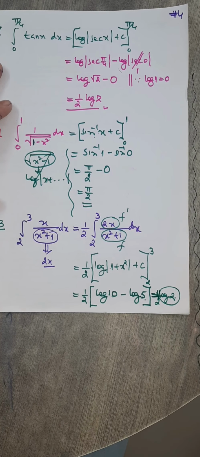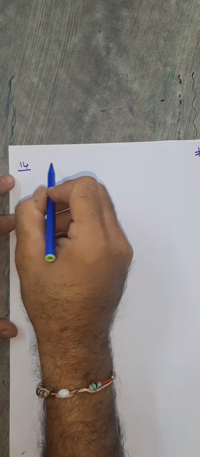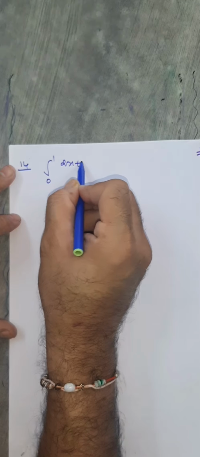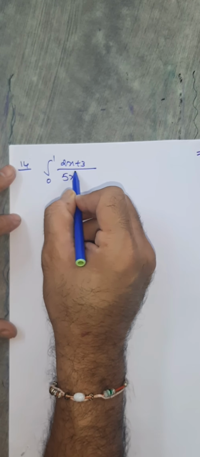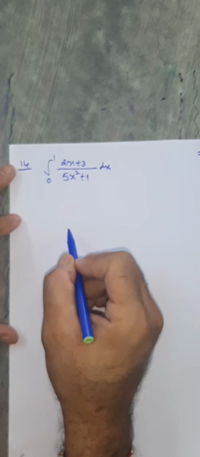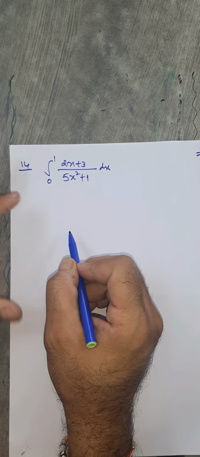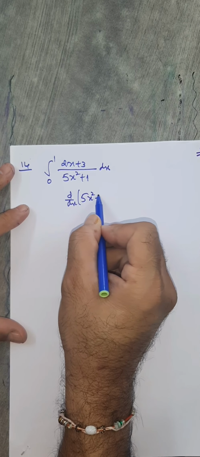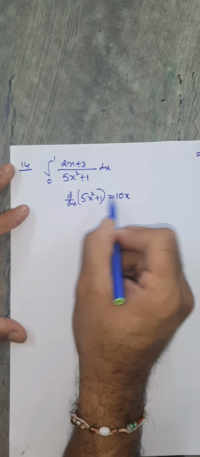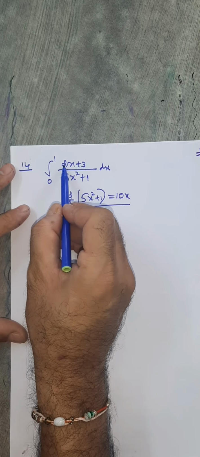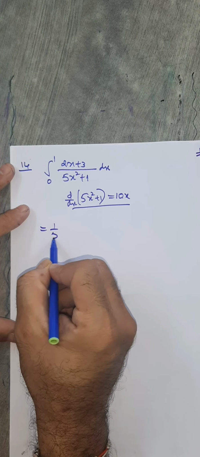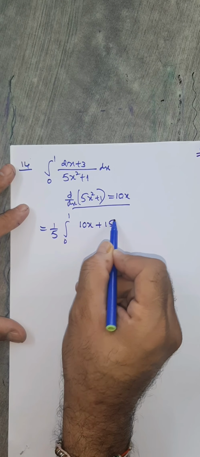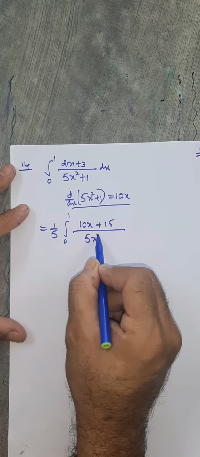Question number 14 here. Integral 0 to 1 of 2x plus 3 upon 5x square plus 1. Which standard form is this? Again linear upon quadratic. So we set the derivative of the denominator function. What is the derivative of 5x square plus 1? It is 10x. So I'll set that there. I need 10 here, so multiplying and dividing by 5. Integral 0 to 1 of 10x plus 15 upon 5x square plus 1.